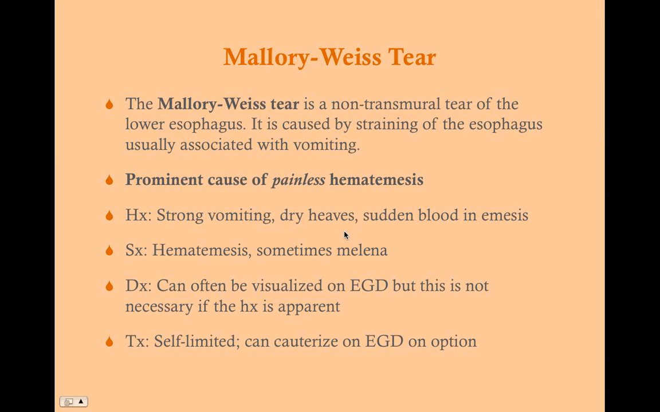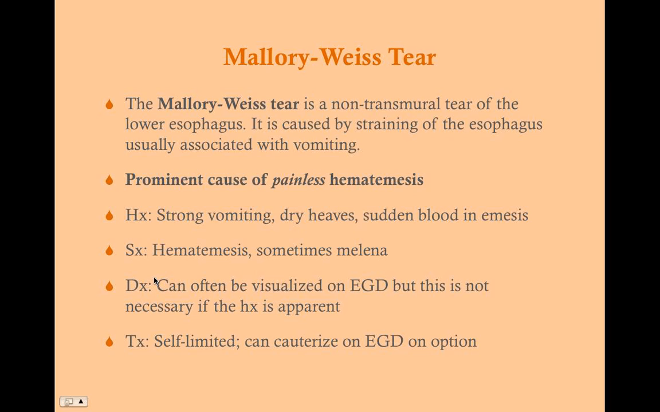So classically, this is a patient who went on a night of binge drinking, they woke up, they're hungover, they're vomiting, they have the dry heaves, and then suddenly they're vomiting out bright red blood. That is a Mallory-Weiss tear. So the symptoms are hematemesis and sometimes melena. Melena would be more in the patient that had the vomiting a while back, or the tear was a while back, because of course it would take time for that blood to get to the end of the GI tract.